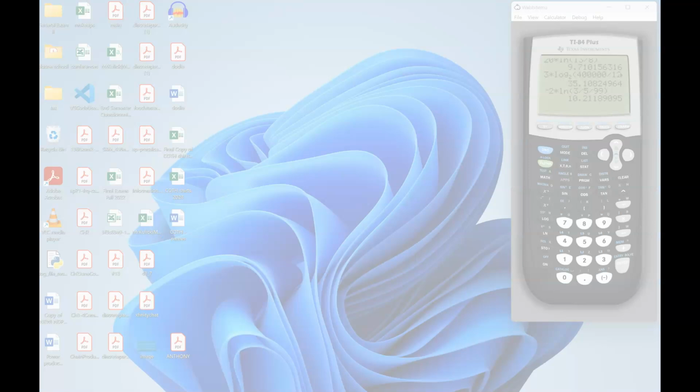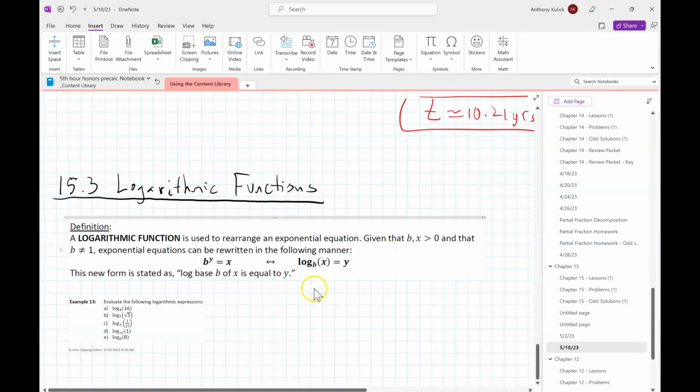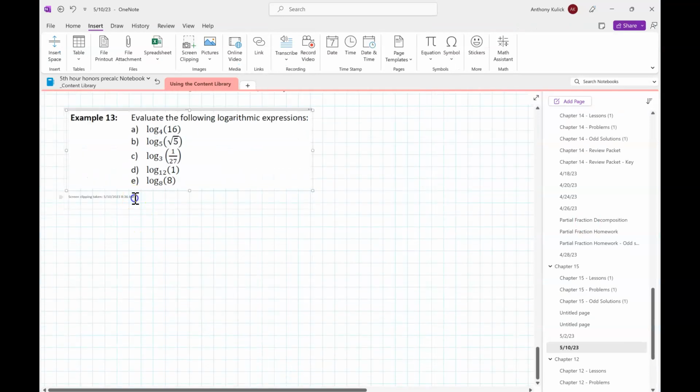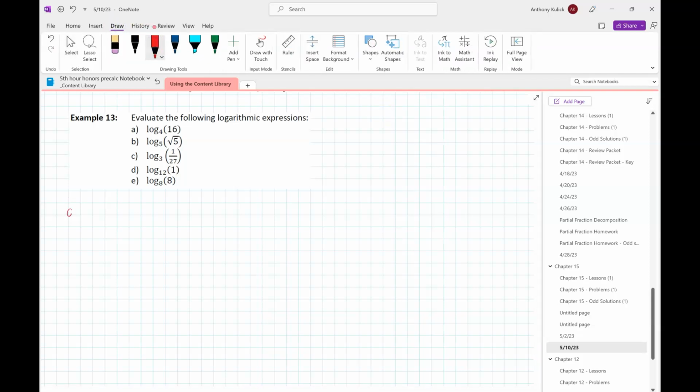Let's just take a minute and go back and evaluate some logarithmic expressions. Now I realize each one of these you could type in your calculator. Let's not do that though. Let's do these by hand just to illustrate what is going on and to reinforce this logarithmic relationship we just discussed.